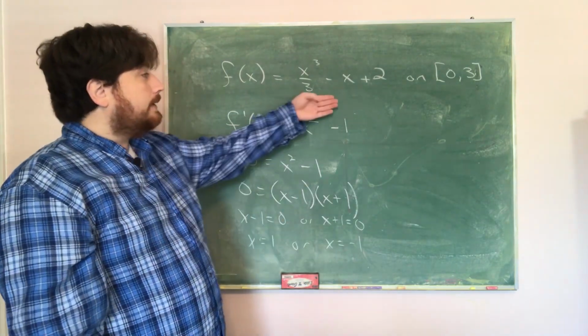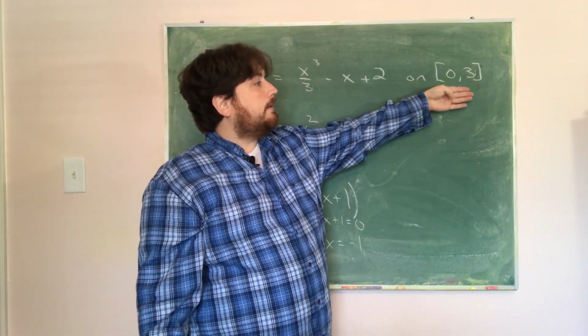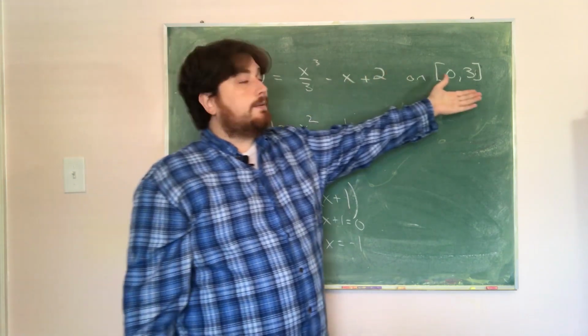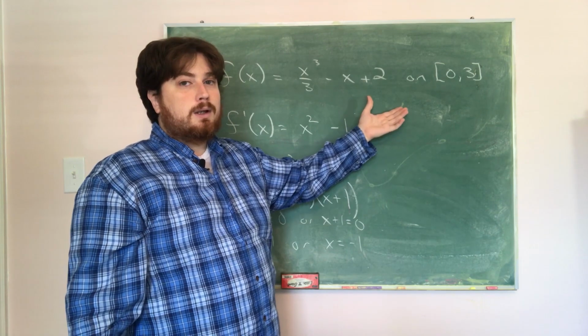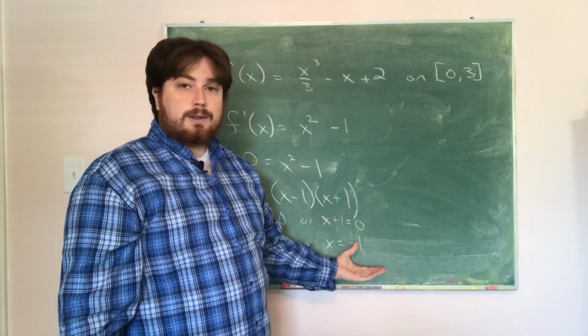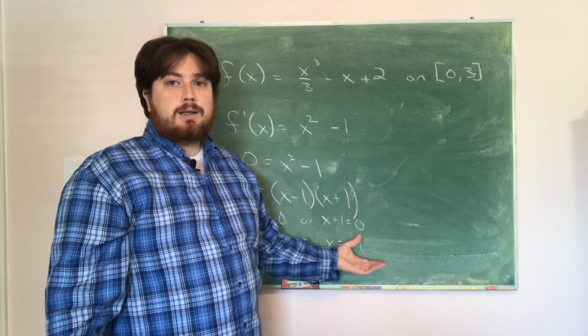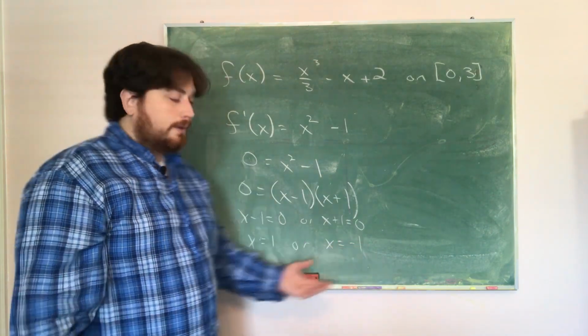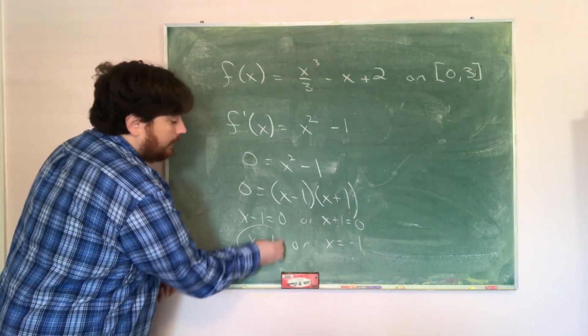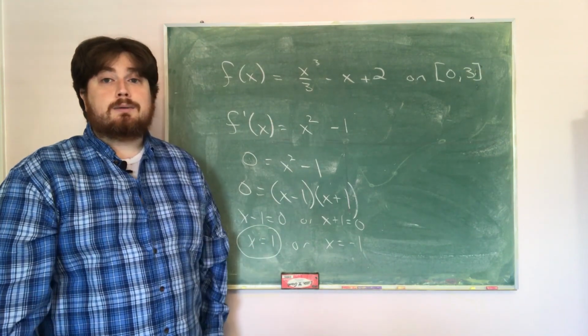Now because I've defined this function on this interval, that means that it's only defined for these numbers. Therefore the function's not defined at -1. Therefore our derivative can't be defined at -1. Therefore we can't have a 0 derivative here. So we don't include this one as a critical value. We would just have x equals 1 be a critical value.